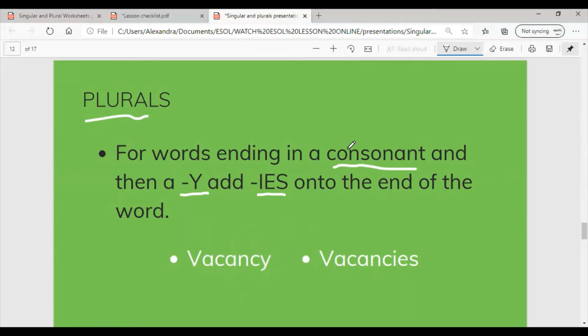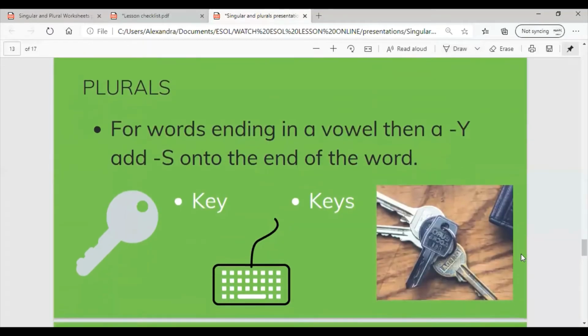So because we've got a consonant, we've got the letter C, which is a consonant. It's not a vowel, it's a C, so it's a consonant. We're then going to get rid of this Y and we're going to add IES onto the end. So from vacancy, it's now become vacancies, the plural. So we have 1 vacancy, we have 2 vacancies. Okay, so that's just another thing you're going to have to learn to recognise to get rid of that Y and put the I, E and the S onto the end for the plural.